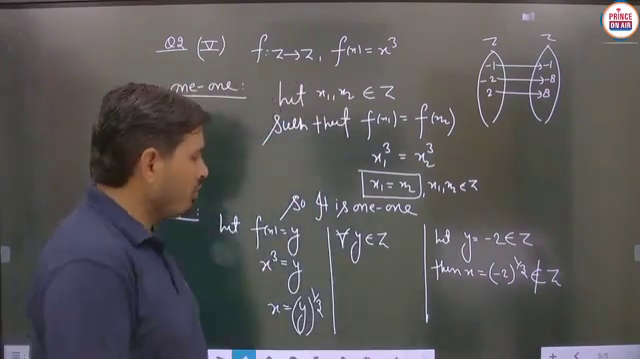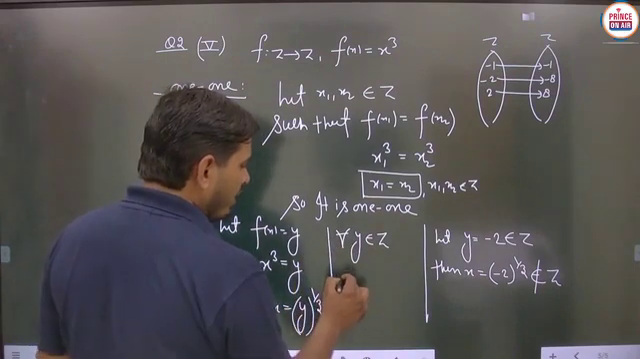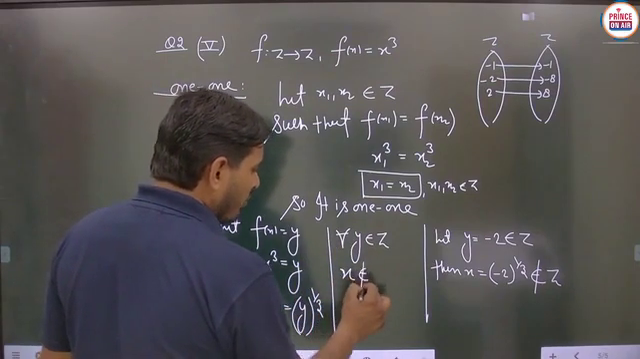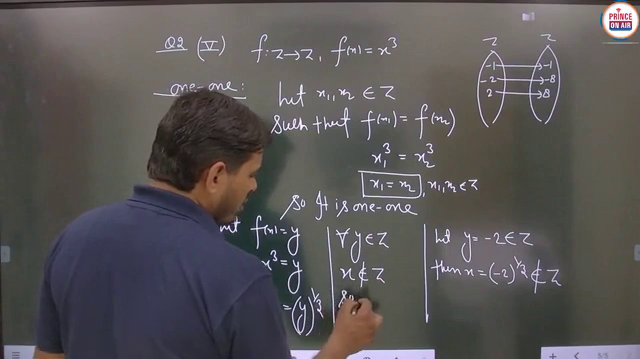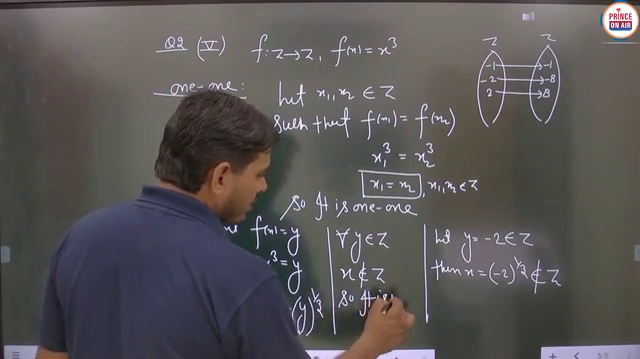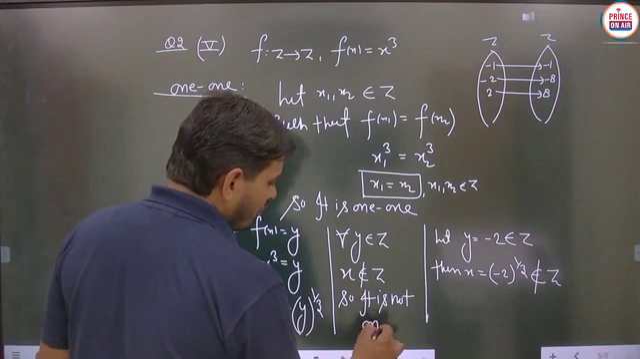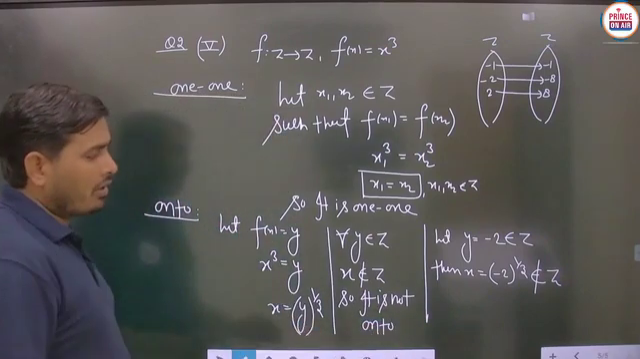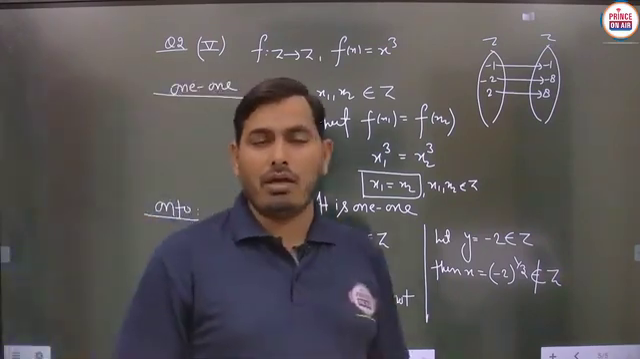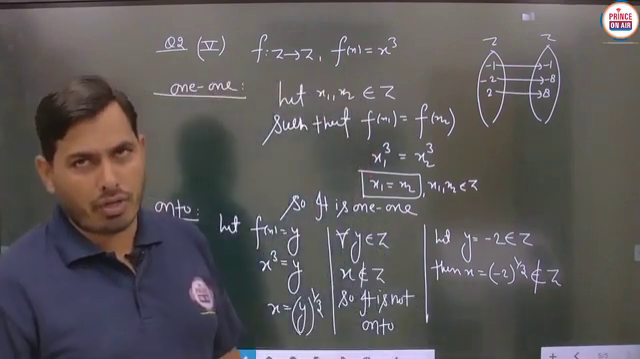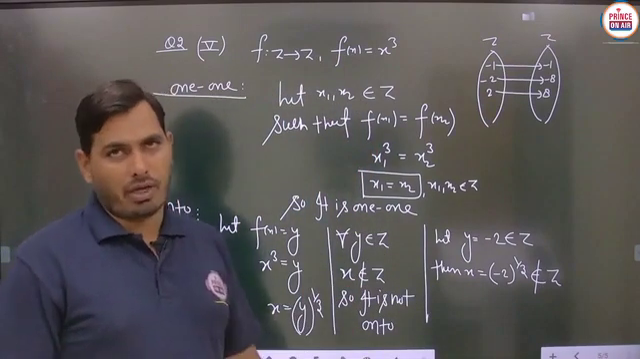That's why you can say that for all y belongs to Z, x does not belong to Z, so it is not onto. It is not said to be onto, because if any one element does not have a pre-image in the domain, then it is not said to be the onto case, it is said to be the into case. Is it clear?